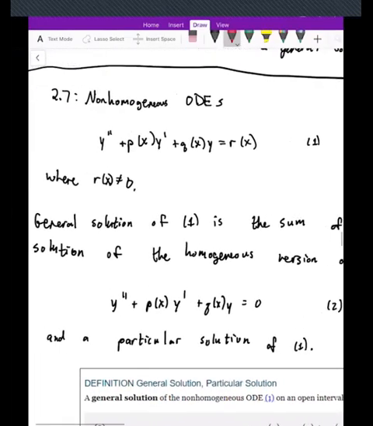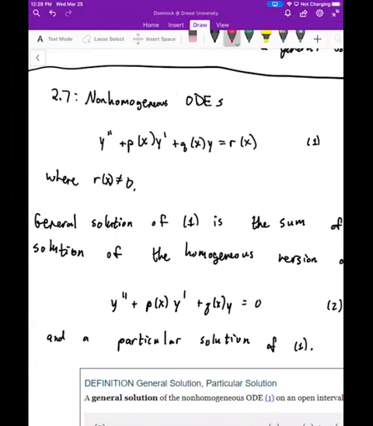Okay, guys, welcome. So today we're going to talk about non-homogeneous ODEs. We'll talk about what's called the method of undetermined coefficients, and we'll talk about how we can, in general, solve a non-homogeneous second order linear ODE. So what we mean when we say non-homogeneous is that this R function on the other side of our equation is no longer just zero, right? This is just some function of x that's non-zero.